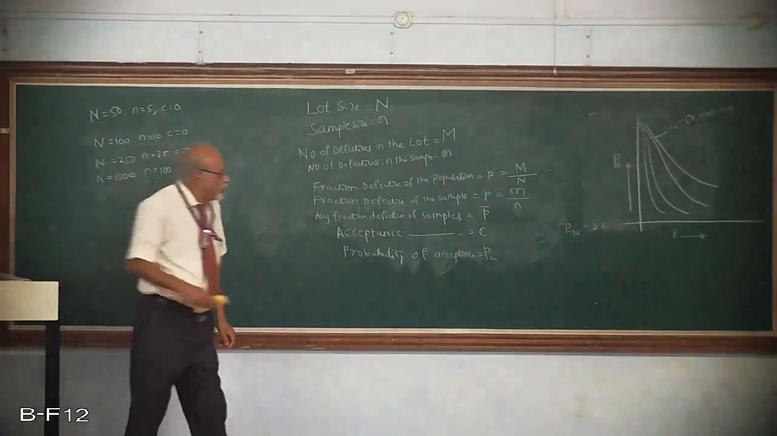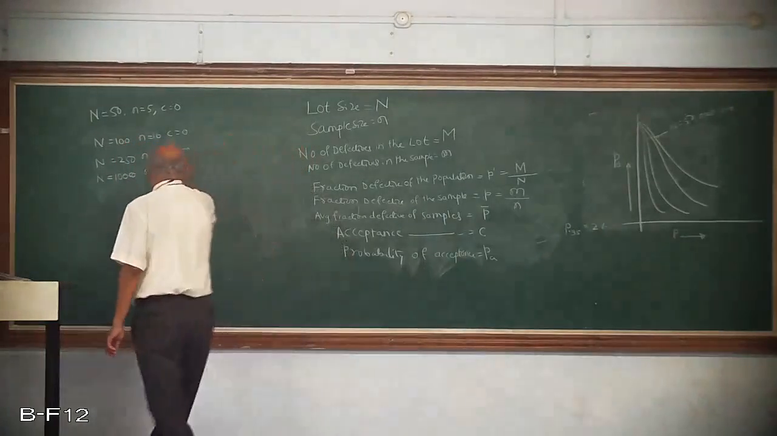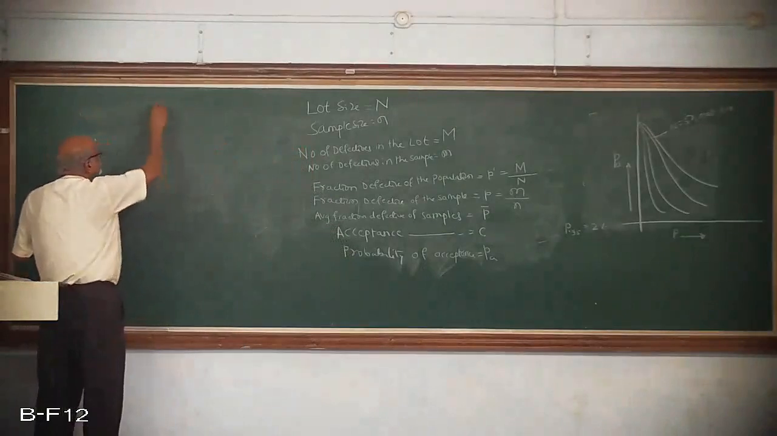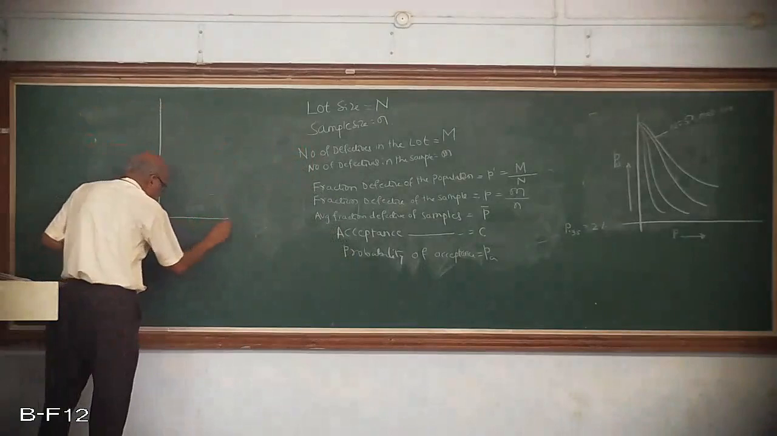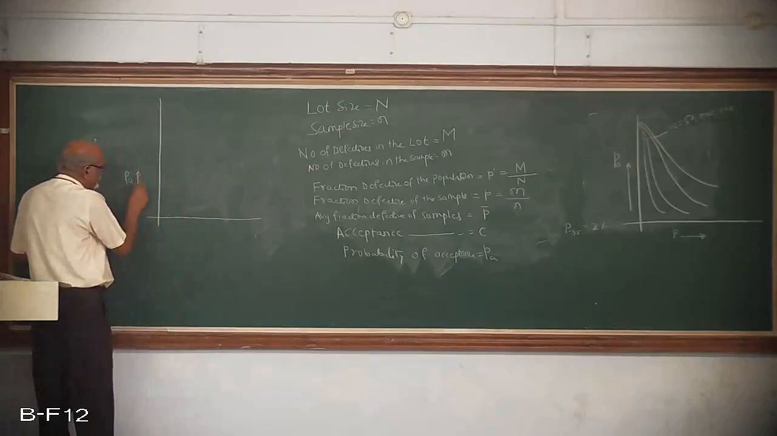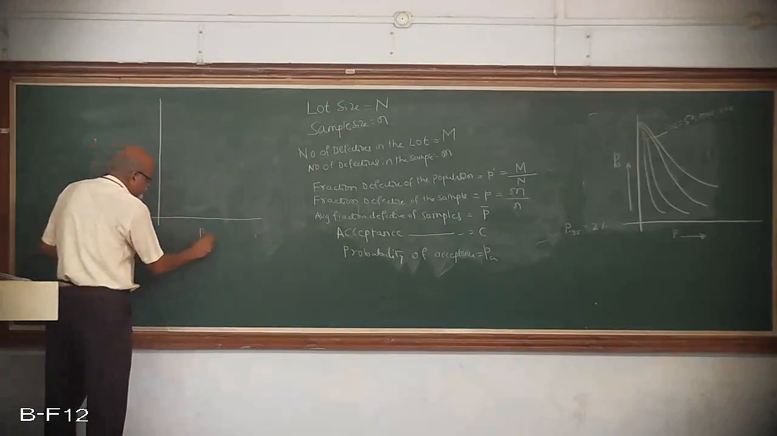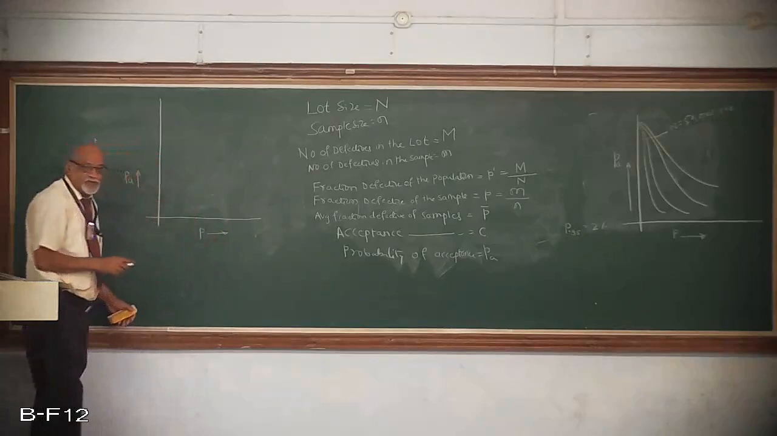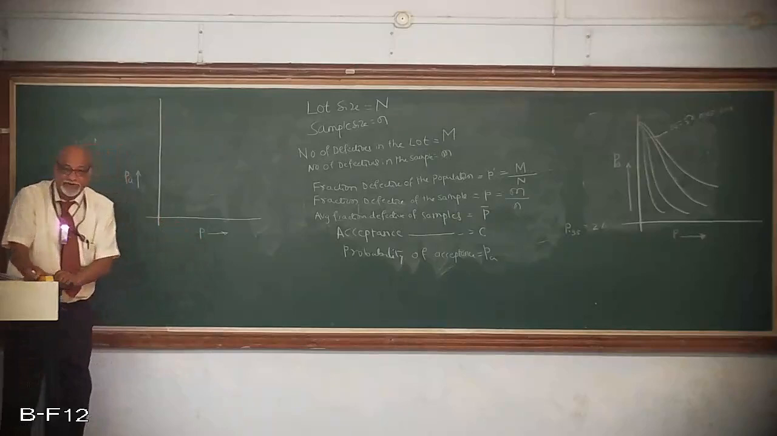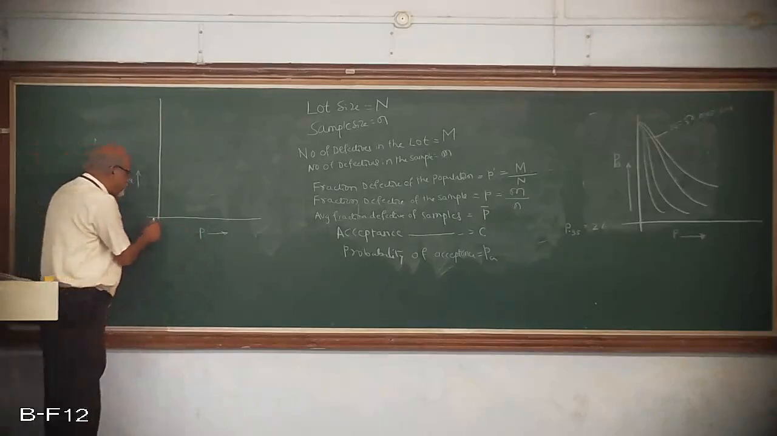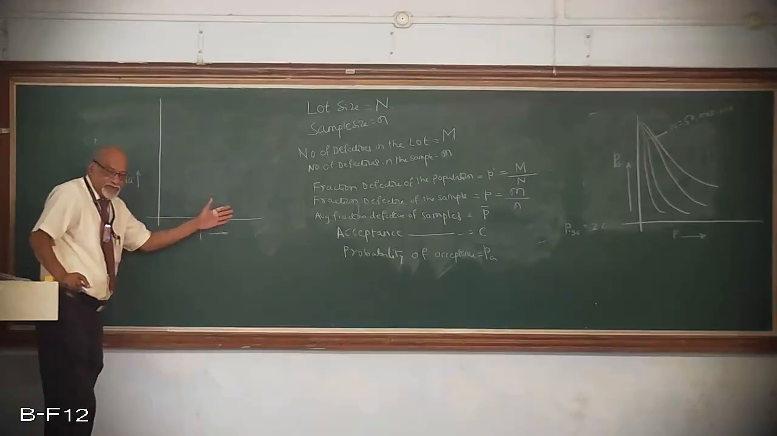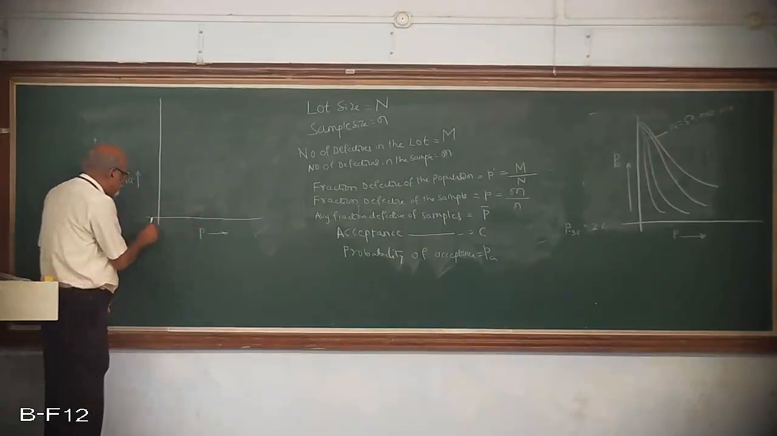So if we draw the OC curve for that, how does it look? Let us see. This is the probability of acceptance of the lot. This is fraction defective P. What are going to be the starting point and the ending point? It is not necessary that the scale has to be the same in both directions. So this is 0, 0.